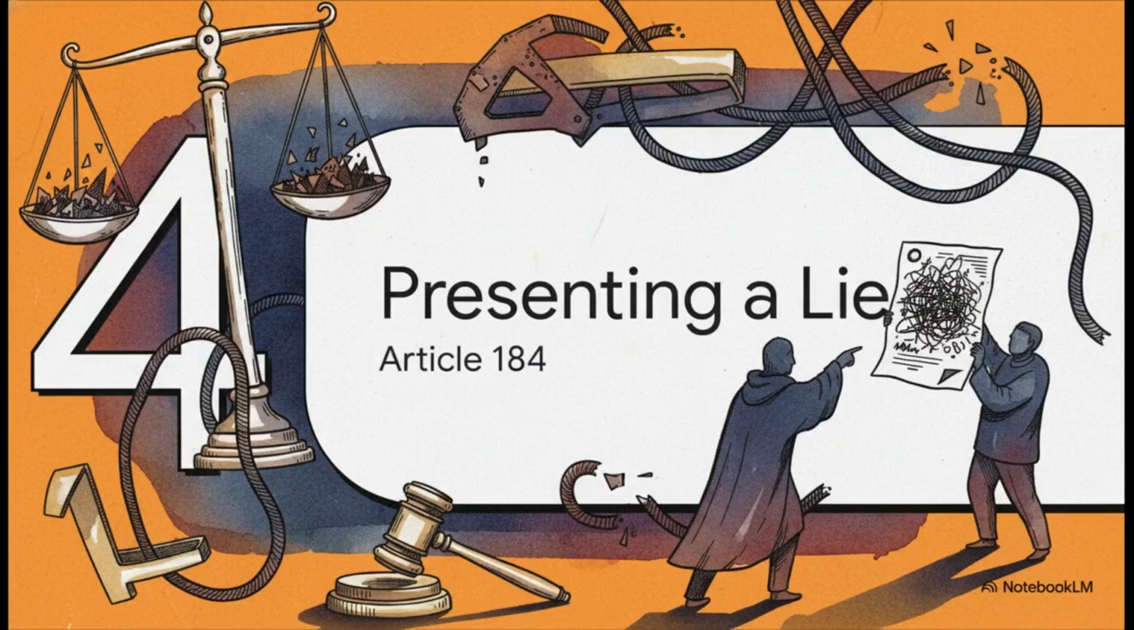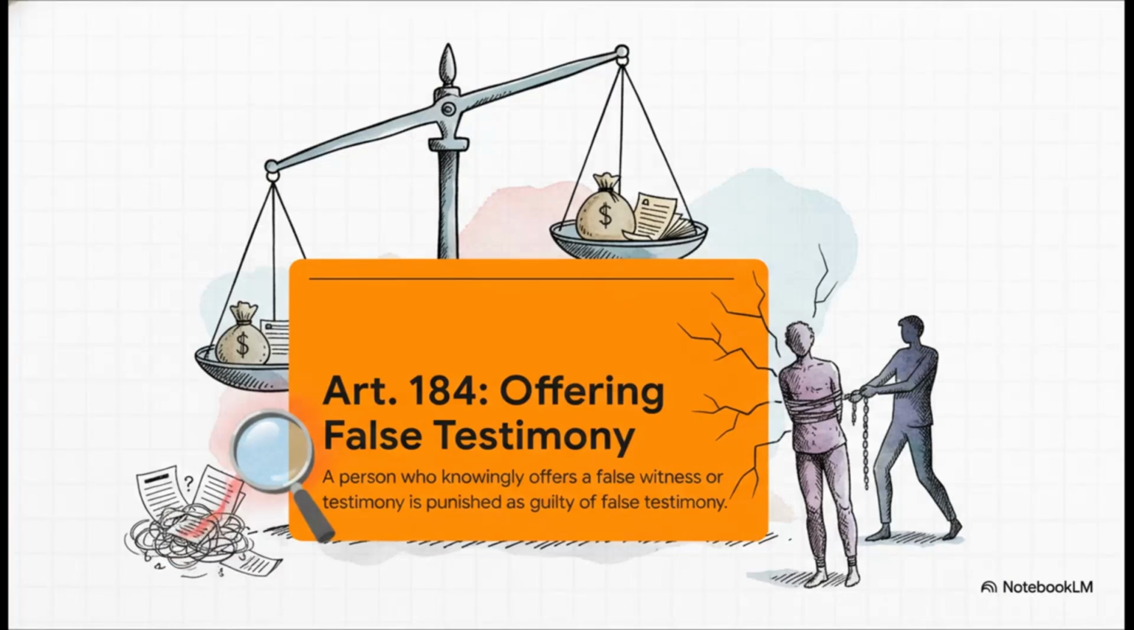Okay, so we've established it's a crime to lie under oath. We get it, but what if you're not the one telling the lie? What if you're the puppet master, the person who gets somebody else to lie for you in court? Well, the law has a very clear answer for that too. And the answer is, you're just as guilty, period.